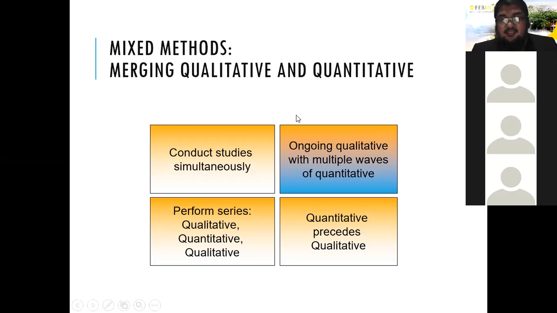The second one is ongoing qualitative with multiple waves of quantitative. So for example, we do one long qualitative study, we do observation, participant observation, but while we are doing the long qualitative, we are also doing multiple waves of quantitative. We've done, for example, surveys every month for 3 months.